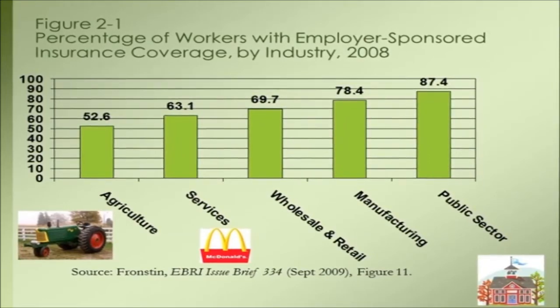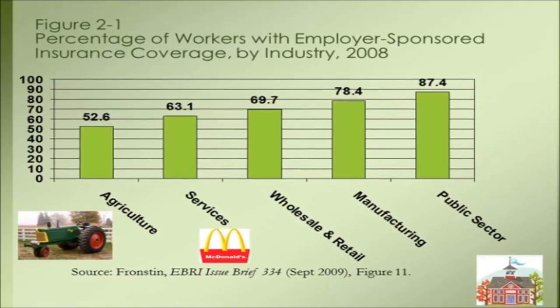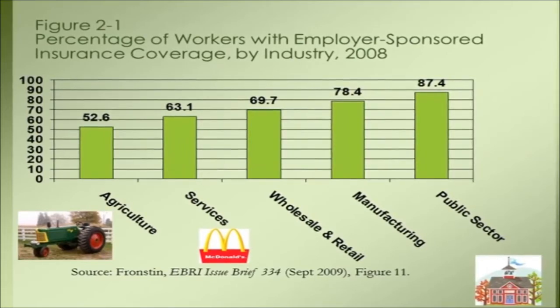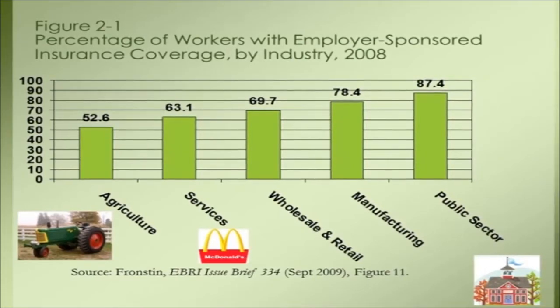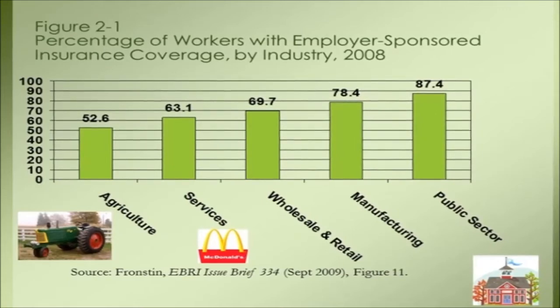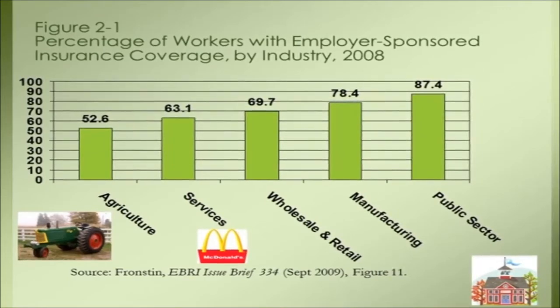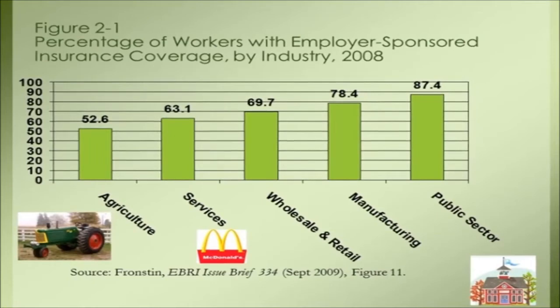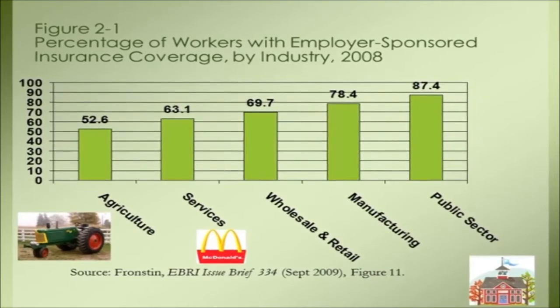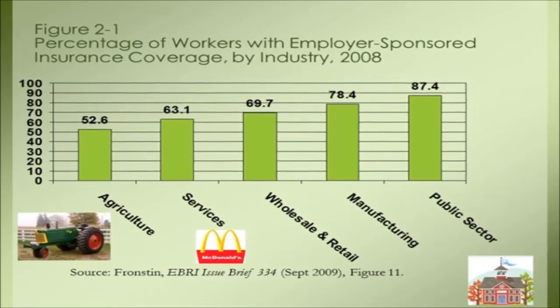The next is service industry, the next lowest, and a lot of those employees are part-time, all the way up to the public sector, which most people are covered by health insurance. And if you think about schools and government organizations, in this particular chart, it is 87.4 in 2008.